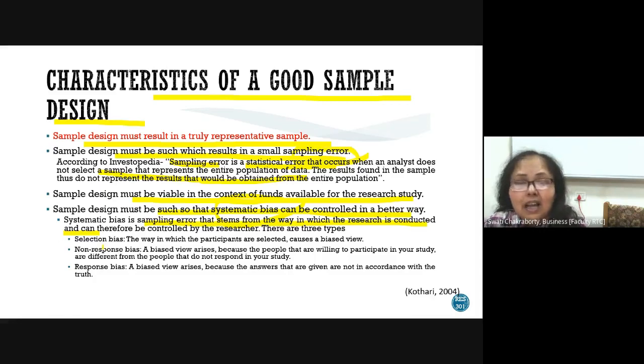So there can be three types. One is selection bias, the way in which the participants are selected, that causes a biased view. Non-response bias, because people who are willing to participate in the study are totally different from the people who do not respond in your study. So everyone is not willing to respond. So there comes a bias. Response bias, because the answers that are given may not be in accordance with the truth, may be something else. It's not the truth. So then it can happen.